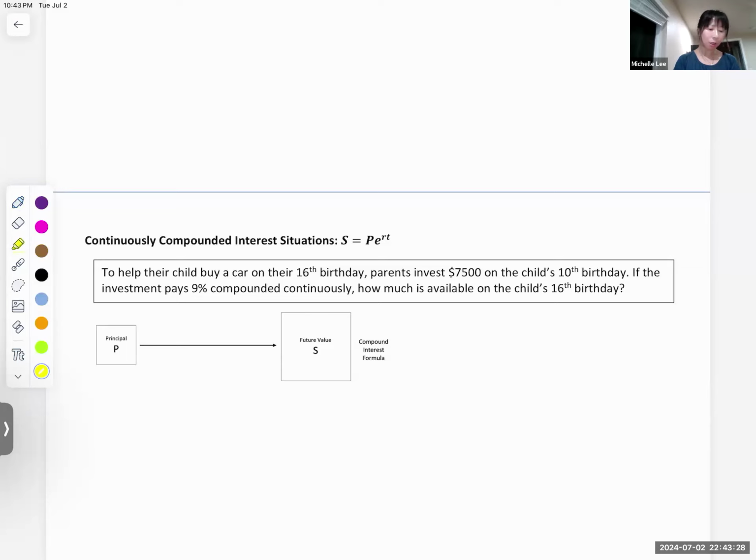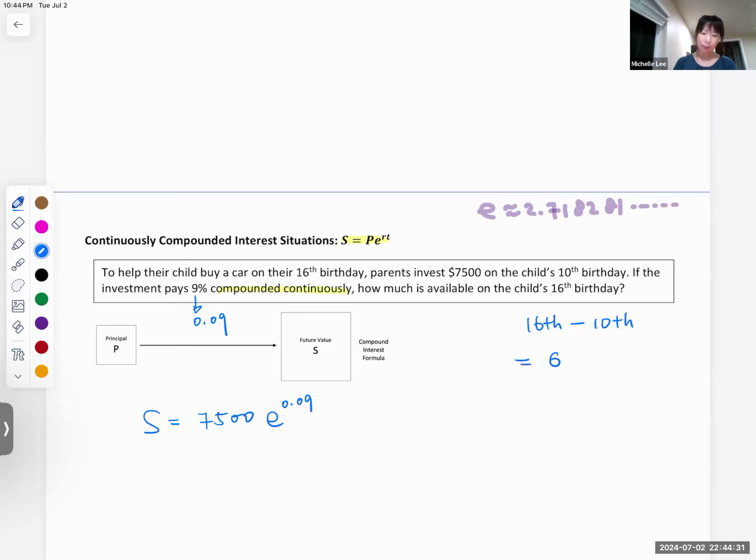So continuously, so we can use the formula S equals P e to the rt, where P is the principal, the initial amount, and e is the number we introduced, 2.718281 and so on, r is the rate in decimal, and t is the time in years. Now S equals 7,500 times e to the 0.09 for the rate of 9%, and t is the 16th birthday minus the 10th birthday, so it's 6 years.